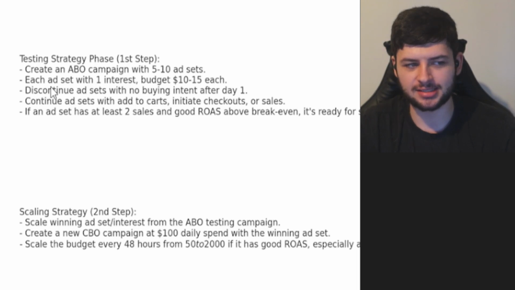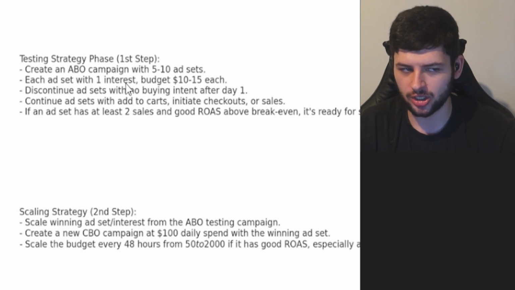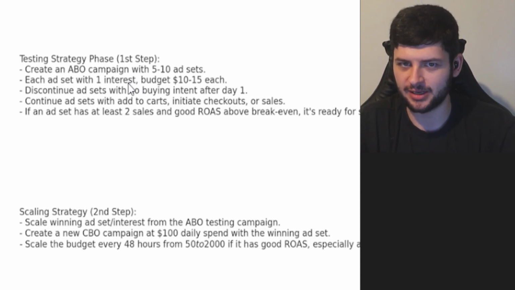Now, we want each ad set in this campaign with 1 interest each. This is so we don't spread ourselves too thin and we make sure the variables are very easy to understand. If we have 1 interest per ad set, then we know that if the ad set doesn't perform well, it doesn't work, and we can just kill it. If we add too many variables in there, we have to test too many things and we're going to end up spending too much money.